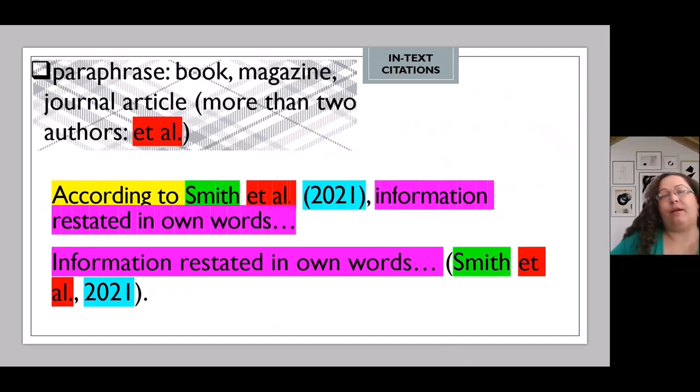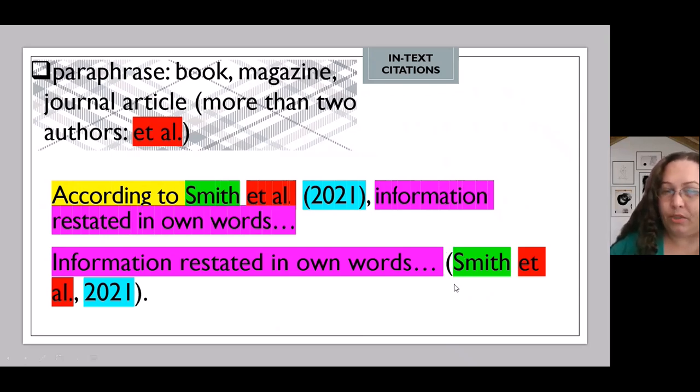If we paraphrase information that comes from a group of more than two authors, then obviously we're going to go again with our Latin expression, et al., period. Therefore, if we start with an introductory phrase, then obviously the information of the author is going to appear at the beginning of the sentence. For example, according to Smith et al., year of publication, between parentheses, comma, and then provide the information that you have taken from the other source, but in your own words.